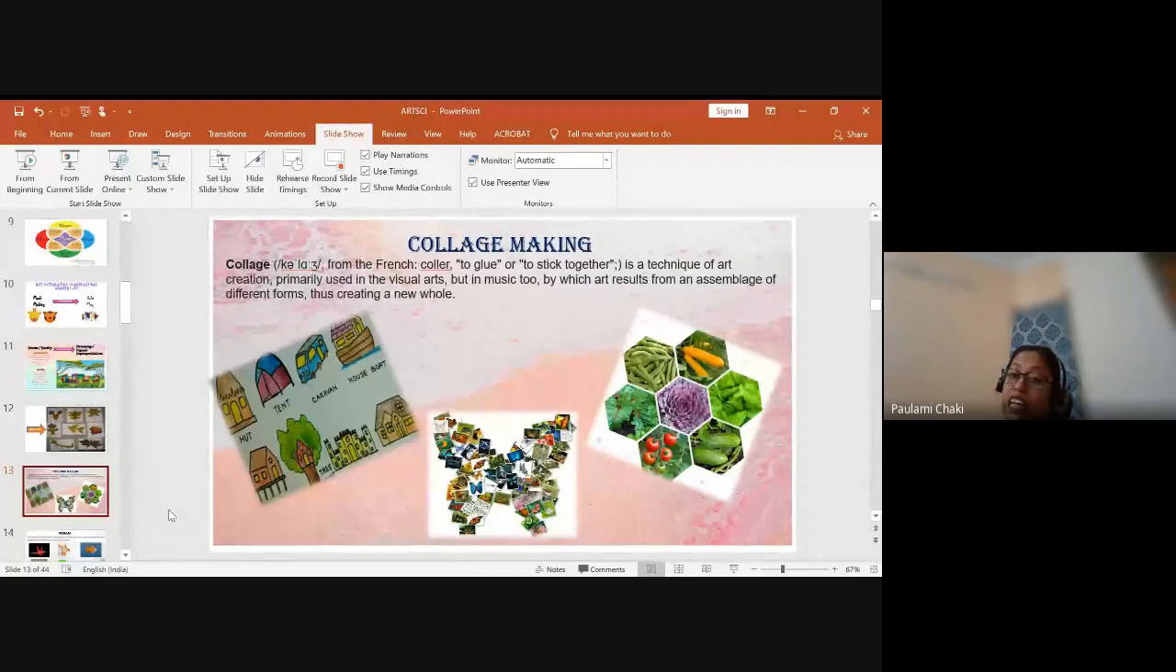So we will be integrating SST also here, right? We are integrating SST also here. So that can be done.